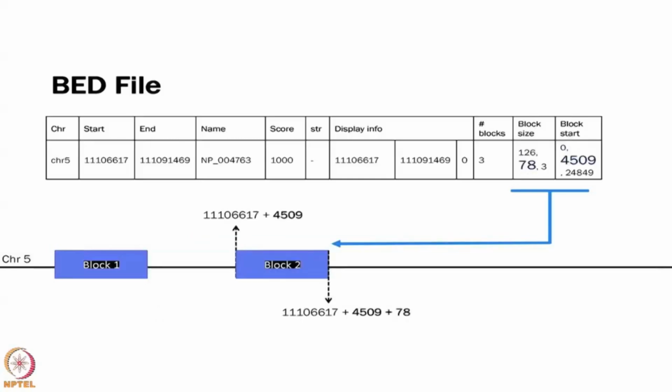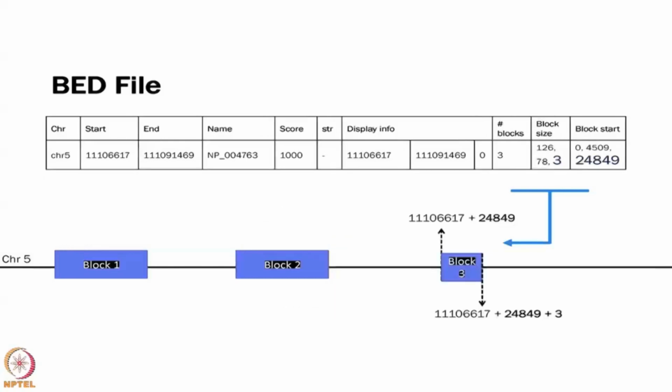And then you have the second block, or exon. Again, you start from the start of the gene, and you add the block start number 2, which is 4509. So this is where the second exon starts. And you know that the second exon is 78 base pairs long. So now you know where your block 2 ends. And then for block 3, you have, again, the start of the gene plus this block start, 24,849. You know that this starts here, and it's only 3 long and ends there.